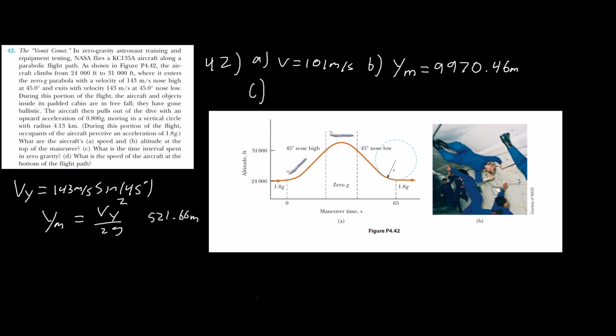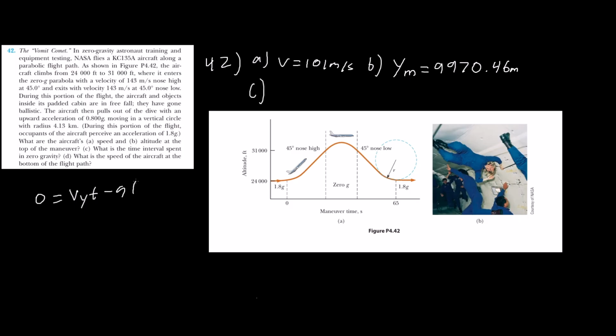What is the time interval spent in zero gravity? Well, as you can remember, we're just going to do the standard kinematic motion, which is going to be 0 equals the initial velocity, vy t minus g t squared over 2. Once you solve for that, you have 2 vy divided by g equals t. That's the time it takes. 2 vy divided by g, which is going to be approximately 20.64 seconds.